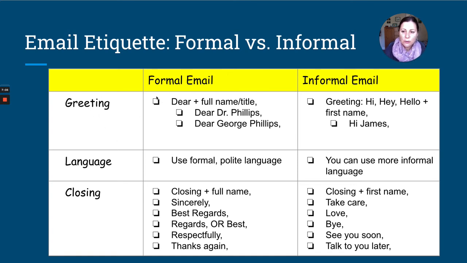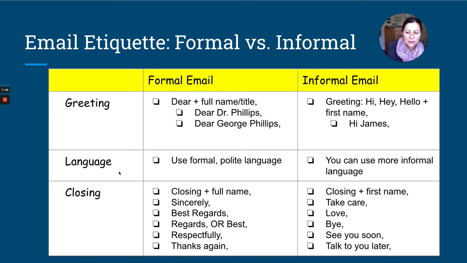If you're sending a formal email, your greeting should begin with Dear and the full name or title. For example, Dear Dr. Phillips or Dear George Phillips. The title is Doctor, or maybe it's just the full name and you put a comma. If you're sending an informal email, it's more casual. You can say, hi James, hey James, hello. You don't have to put their full name, maybe just their first name.